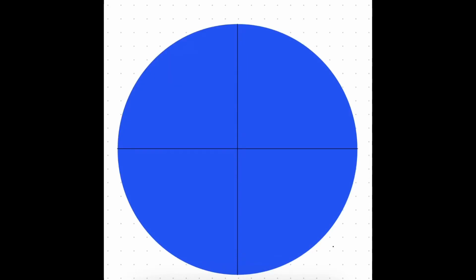Hey guys, today we're going to be looking at an easy way to memorize the unit circle. And the trick lies in recognizing the patterns. So if you follow along with me and you're able to catch them, this will be a very easy task.